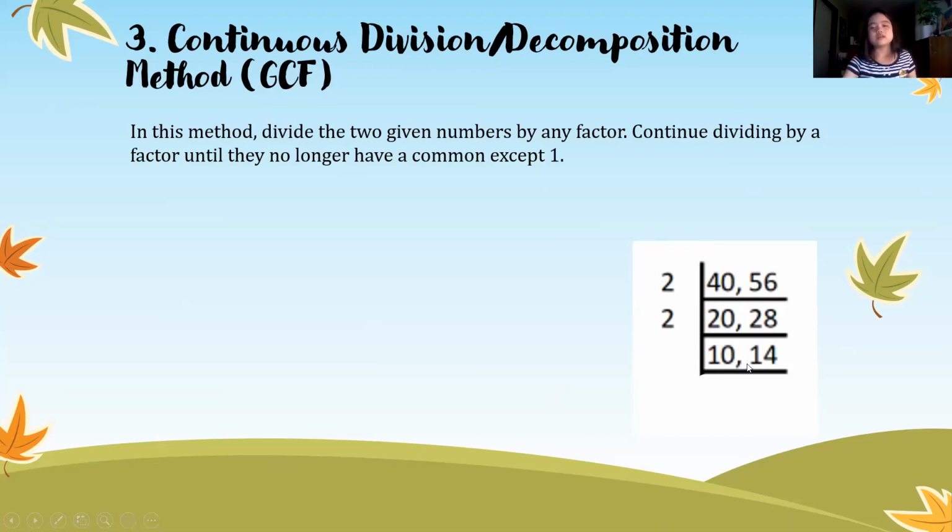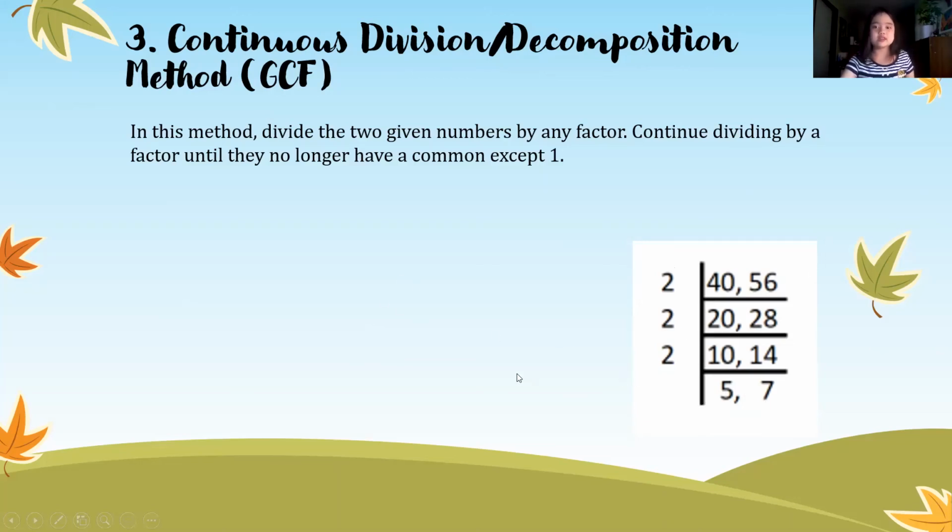Now there is a factor that divides both, right? It's 2 again. So now let's divide. 10 divided by 2 is equal to 5. And 14 divided by 2 is equal to 7. Now, is there any factor that they have in common? The answer is no, so you end it there.